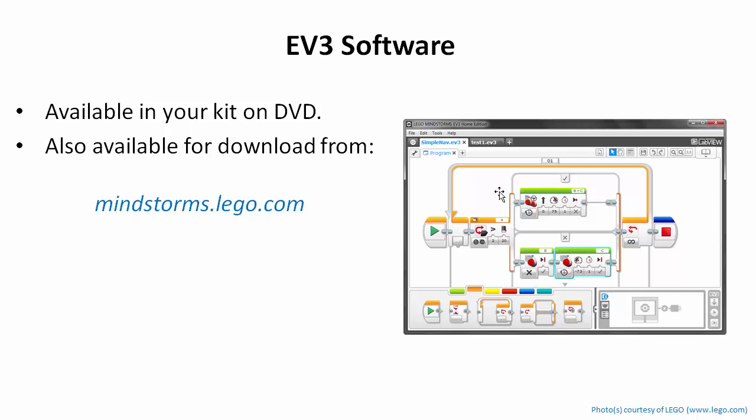So you can see this is a screenshot of a program. It's very intuitive in some cases, and we'll go through this as we move through this course. But what we want to do right now is install the software. When you get the EV3 kit, most kits don't come with a DVD anymore. What you have to do is go out to mindstorms.lego.com and download the actual program.